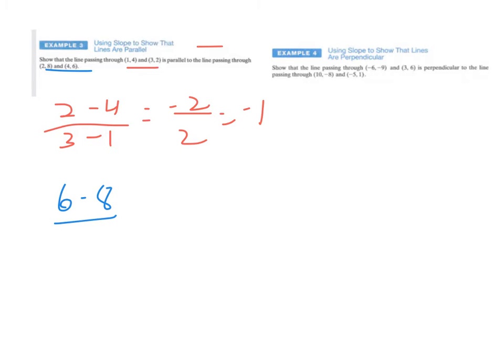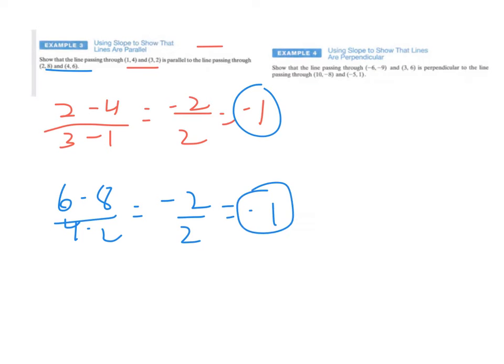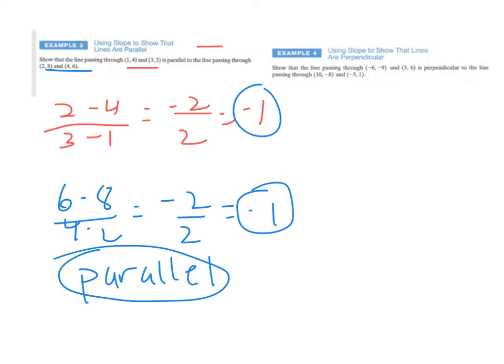We can use slopes to determine if lines are parallel. That means if they have the same slope, the same steepness and direction, they're parallel. So I can find the slope of the first two points, 2 minus 4 over 3 minus 1, and that gives me -2 over 2, which is -1. If I do the same thing for the other points, 6 minus 8 over 4 minus 2, I get -2 over 2, which is -1. If these two numbers are the same, we have what's called parallel lines. It means if the slopes are equal, we have parallel lines.